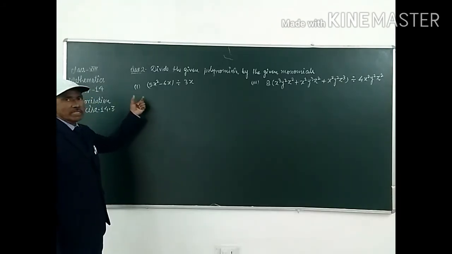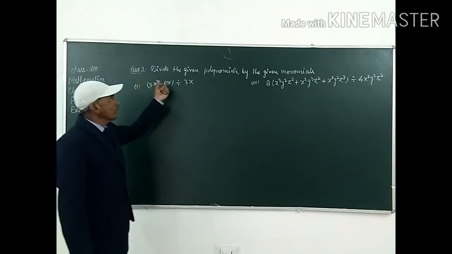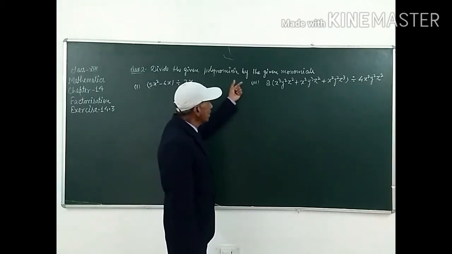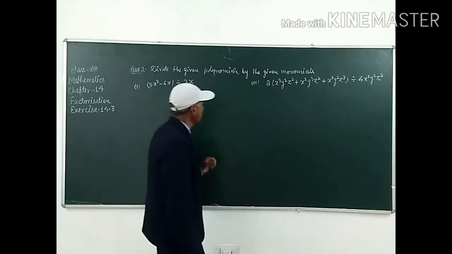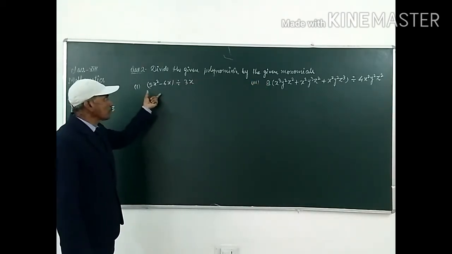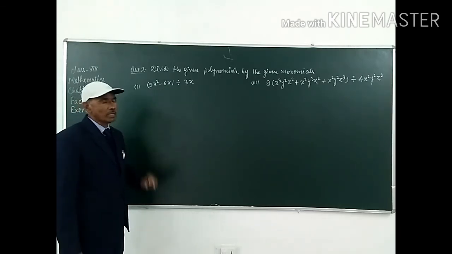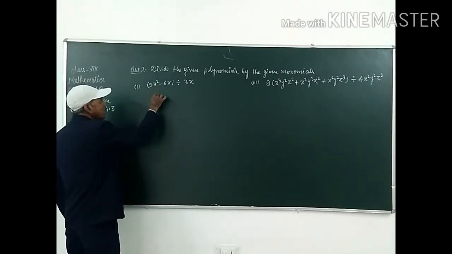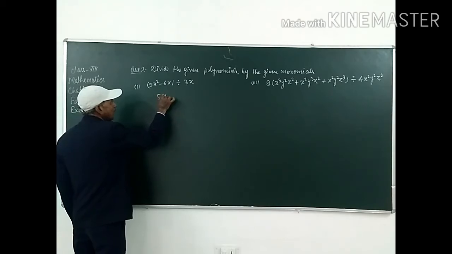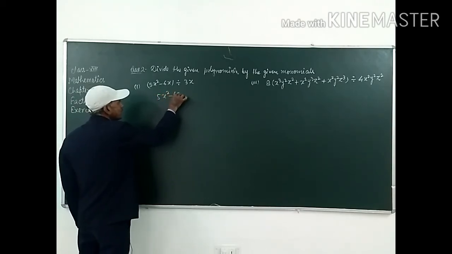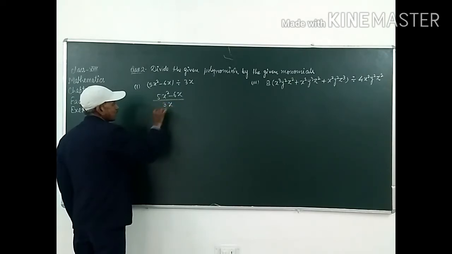This is question number 2, students. In this, divide the given polynomials by the given monomials. We have to divide this polynomial by this monomial. So, in this part, this one will be 5x square minus 6x divided by 3x.